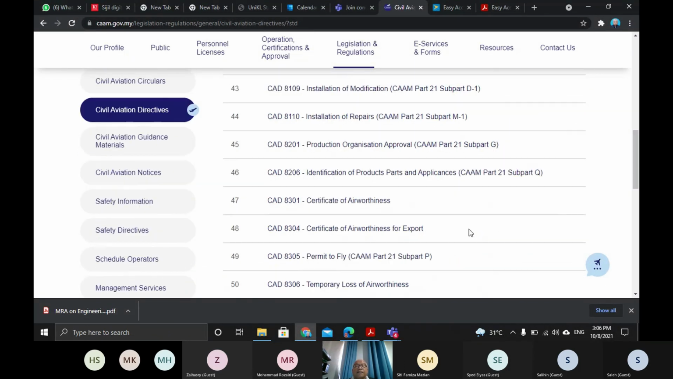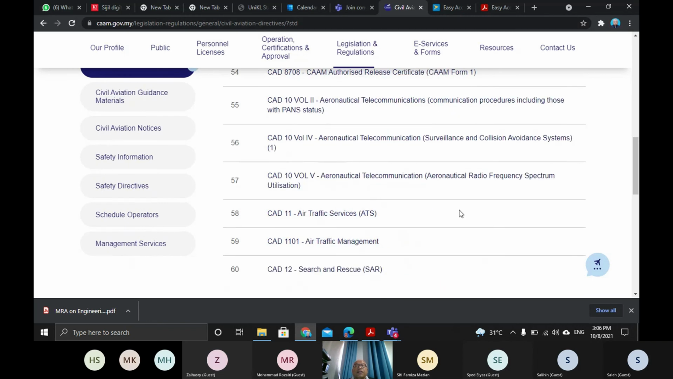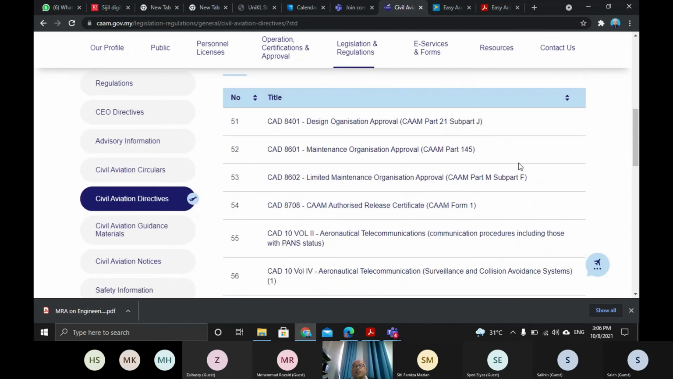And you want to maintain the aircraft. You need to maintain according to 8601 or 8602. And you want to release the aircraft to service after maintenance, 8708. And you want to release the part from the factory for spares, which is also 8708. That is the story. Can you follow? Okay, clear, any questions? You need to understand the story, how I put it, and that is how you need to think. Otherwise we lose the context of these regulations.